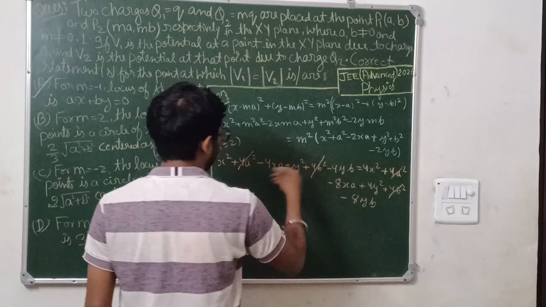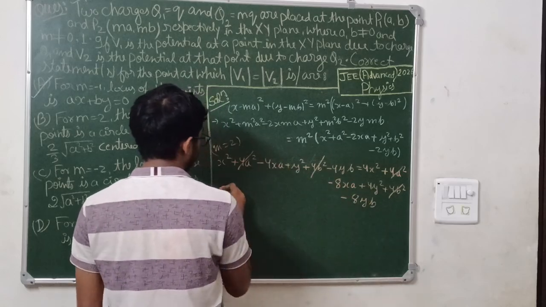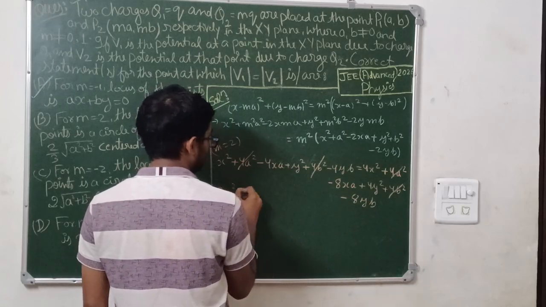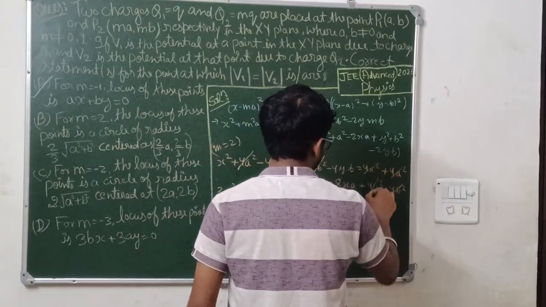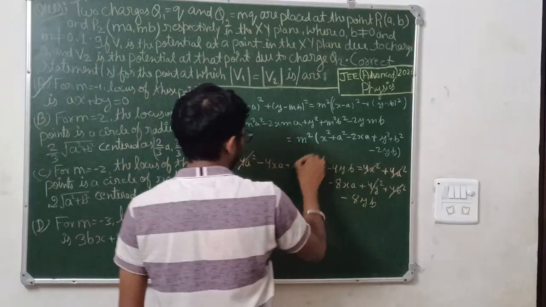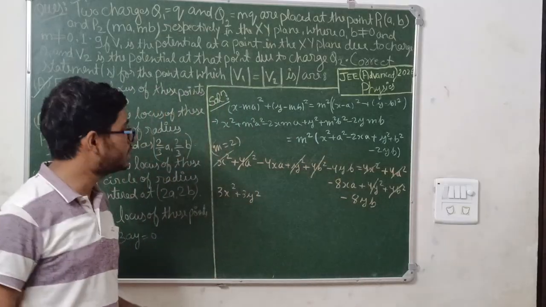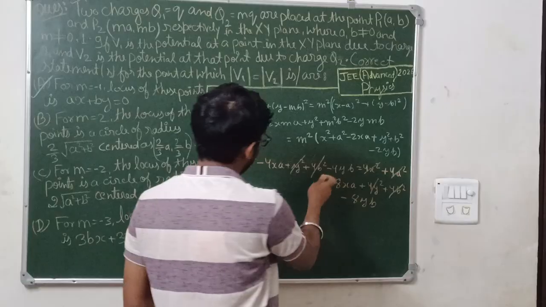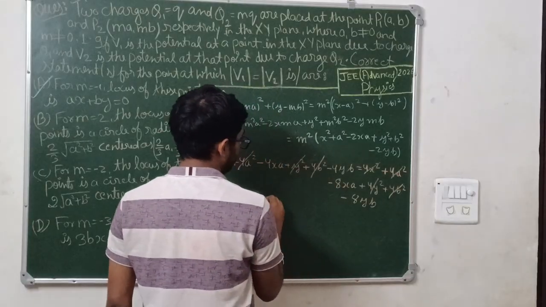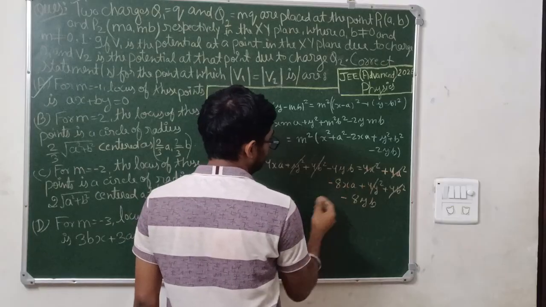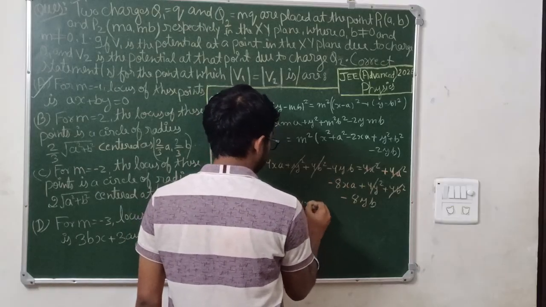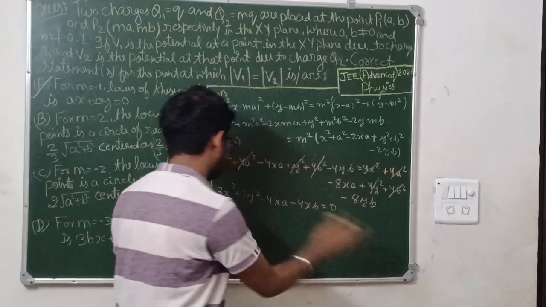No. So taking all the terms to the right hand side, it would be 3x square plus 3y square. We have used these terms 3x square, 3y square and x square, y square as well. I am doing this to avoid confusion, and putting it also to be minus 4xa and minus 4xb equal to 0. This is the final equation.